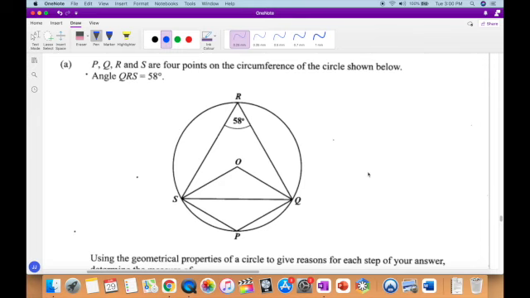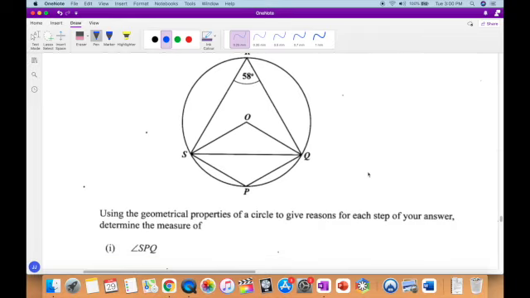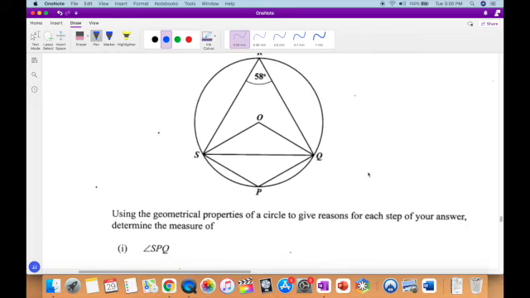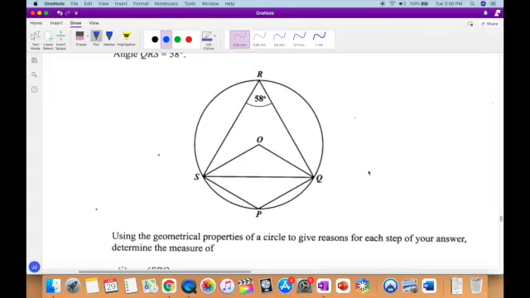We have circle theory here. P, Q, R, S are 4 points on the circumference of the circle shown below. We can see 58 degrees at the point R there, angle R. Using geometrical properties of a circle, give reasons for your answer for each step. Determine the angle SPQ. So SPQ is here, and SPQ is bound by the very same chord that binds this angle at O and this angle here that subtends that angle there.